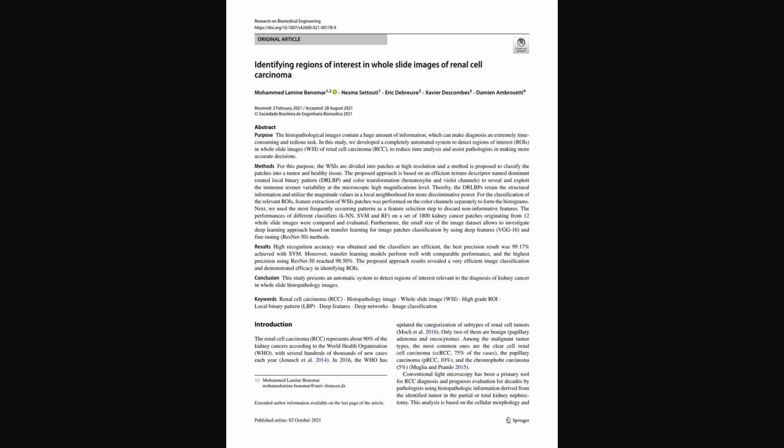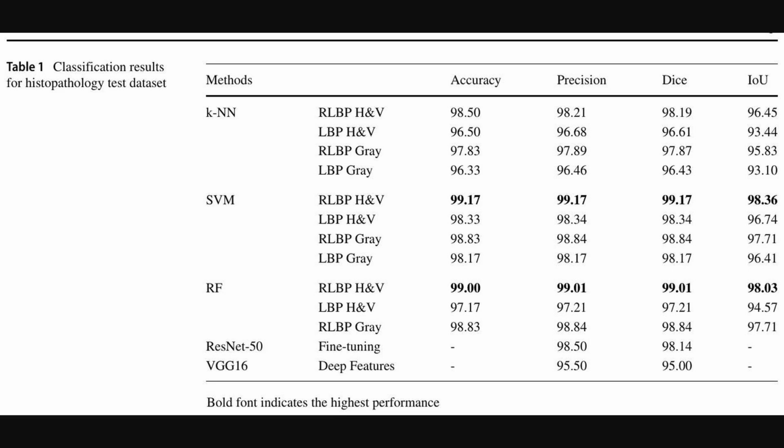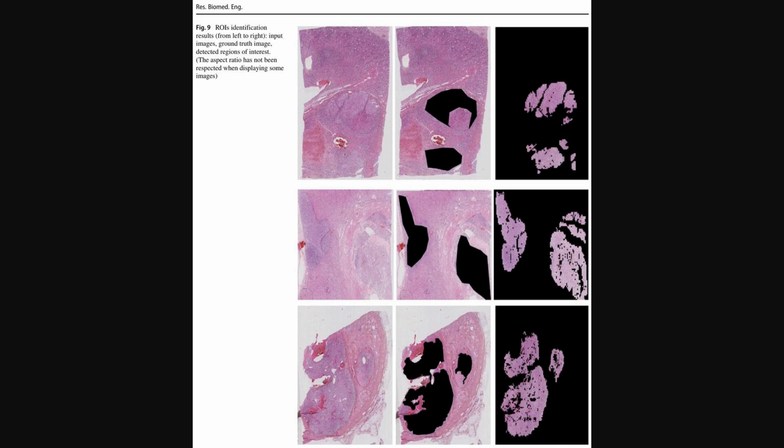They start by dividing the huge WSI into smaller patches. Then they use some neat pre-processing involving color transformations, focusing on violet and hematoxylin channels to highlight vessels and nuclei, and they even filter out patches with low cellularity. For the core analysis, they used an advanced texture descriptor called Dominant Rotated Local Binary Pattern, or DRLBP. What I mean is, it's designed to capture structural information even when tissues are rotated differently in the image.